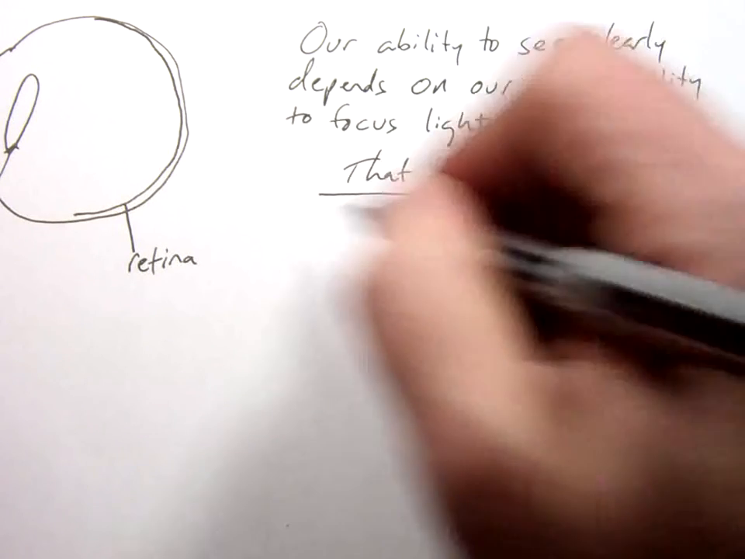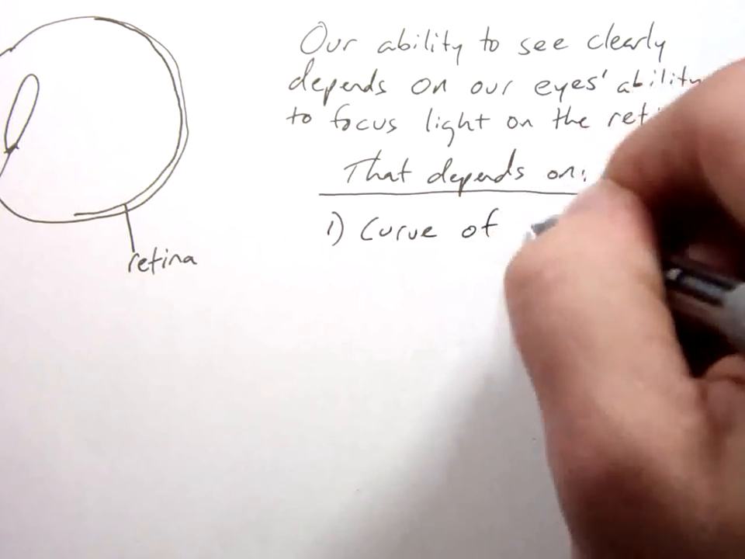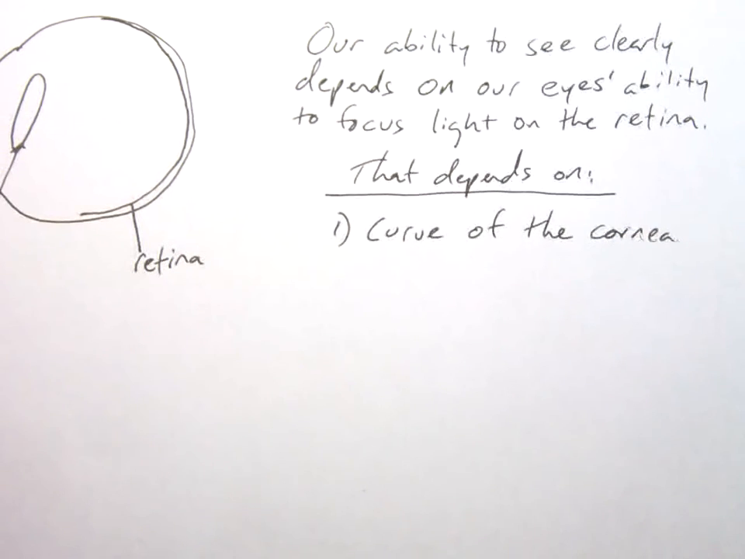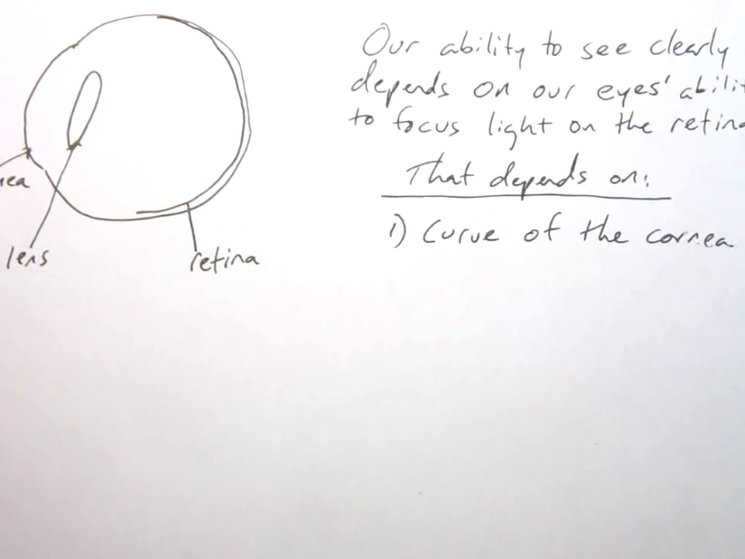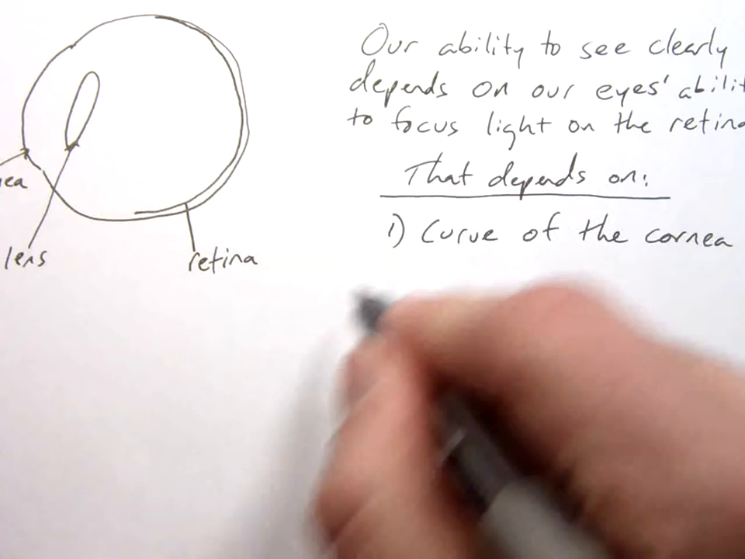Number 1, the curve of the cornea. The clear part at the front of the eye, if the curve of that is slightly off of where it is supposed to be, then you won't be able to focus an image very well on the retina. So the cornea is a player here.